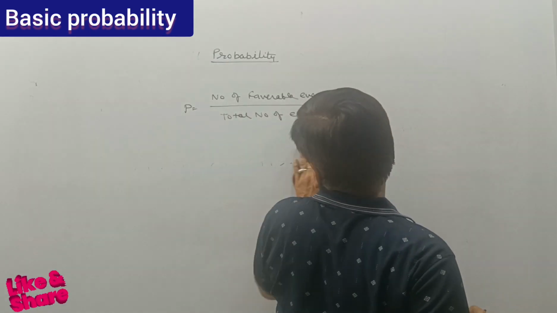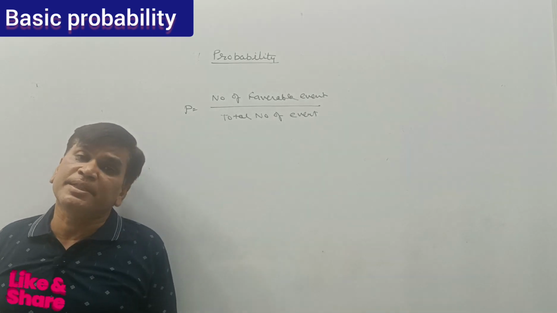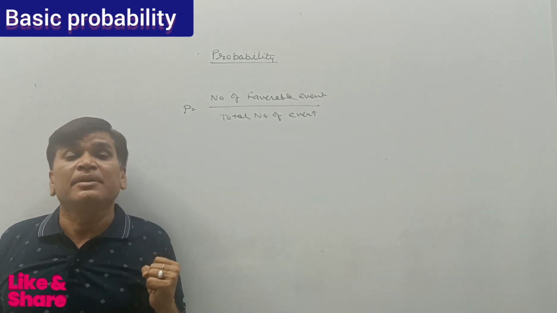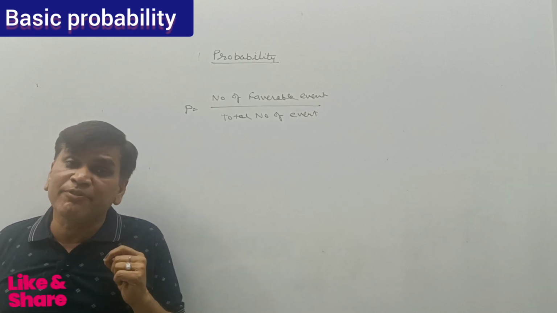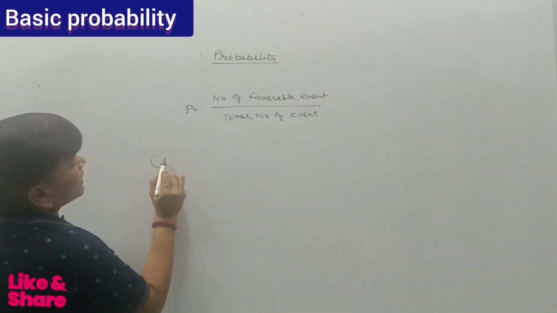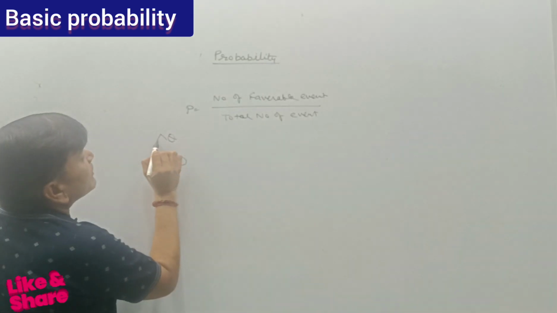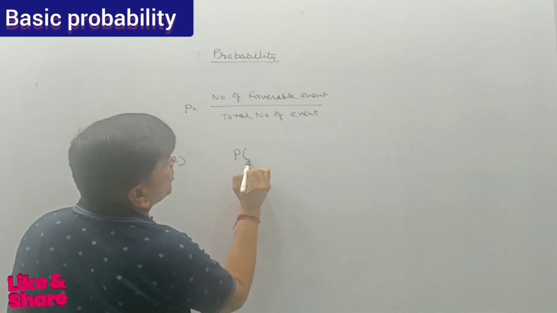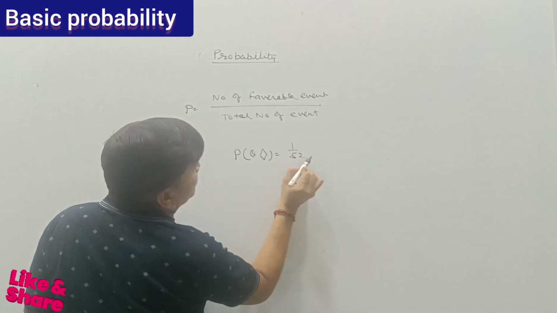If from a pack of 52 cards, one card is selected at random, what is the probability that it will be the queen of diamonds? So total cards are 52 and queen of diamonds is only one card. So the probability of queen of diamonds is 1 by 52.